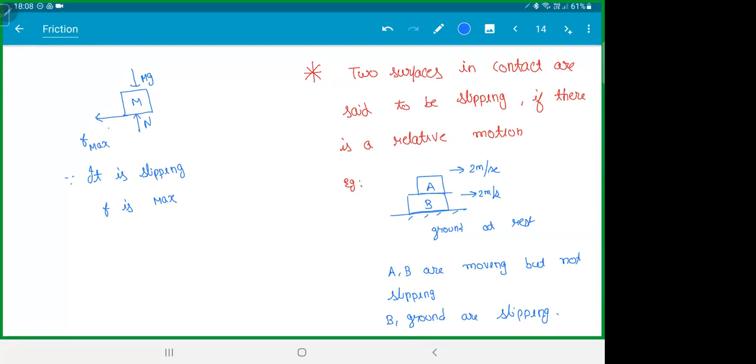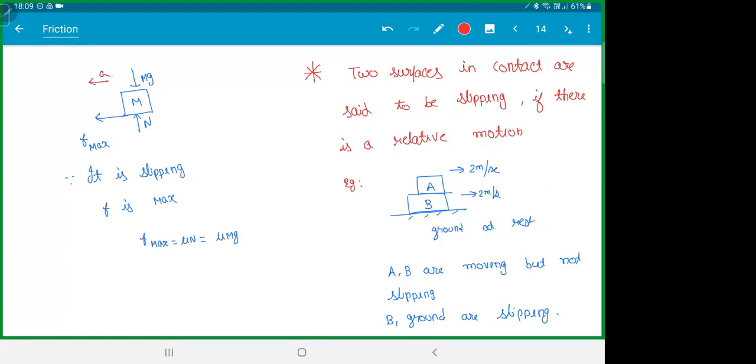This is the main thing. If you don't know whether it is slipping or not slipping, what are you supposed to do? Just write F. That's it. You can't do anything else. These are the only forces. And we know F max is equal to mu into N, and N is mg, so mu mg.